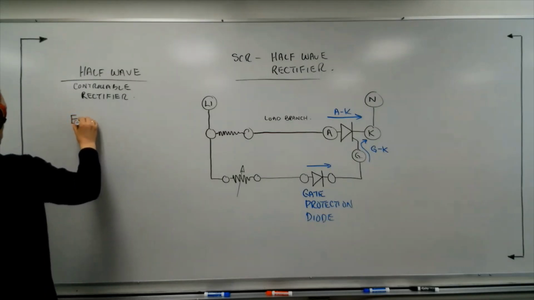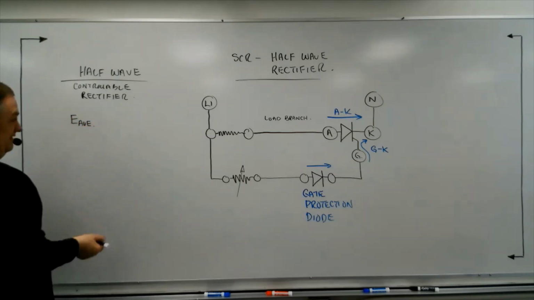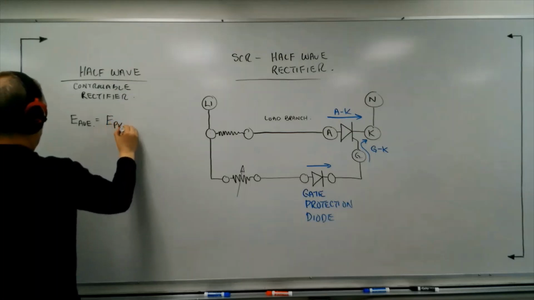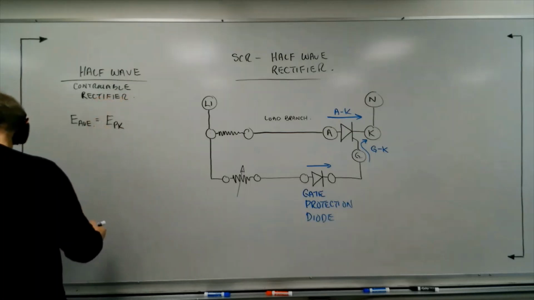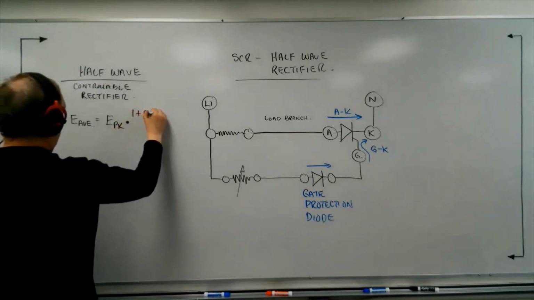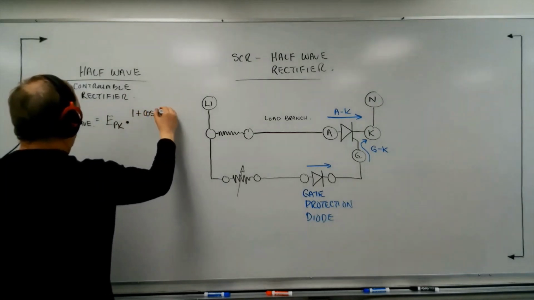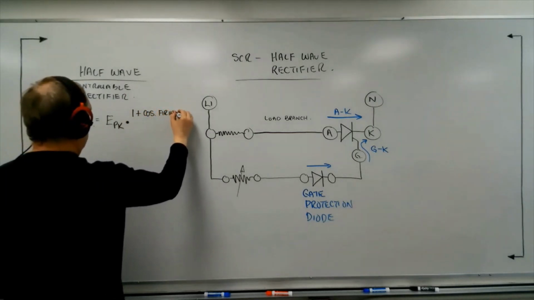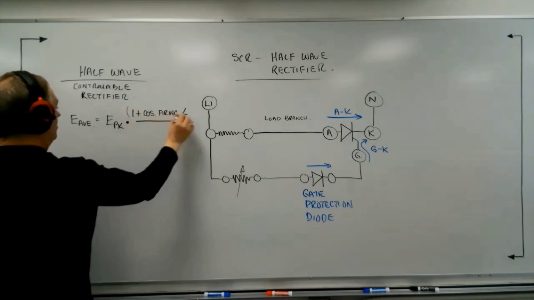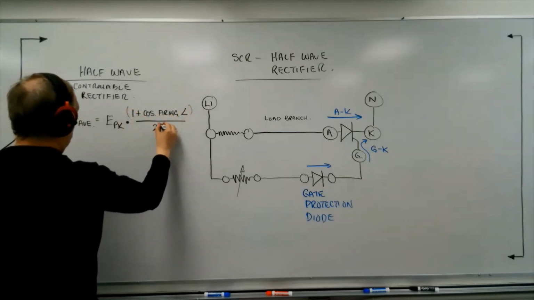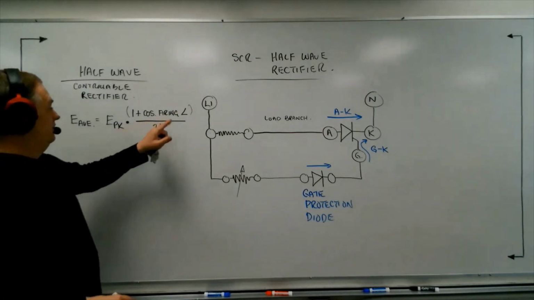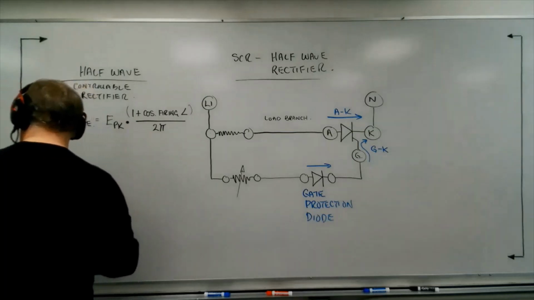E average, which is the DC or the load voltage, is equal to E peak. Okay, so that's the ultimate height of the AC waveform. E peak times 1 plus the cosine of the firing angle, and that's all divided by 2 pi. Okay, so there's a formula. E average is equal to E peak times 1 plus the cosine of the firing angle divided by 2 pi.